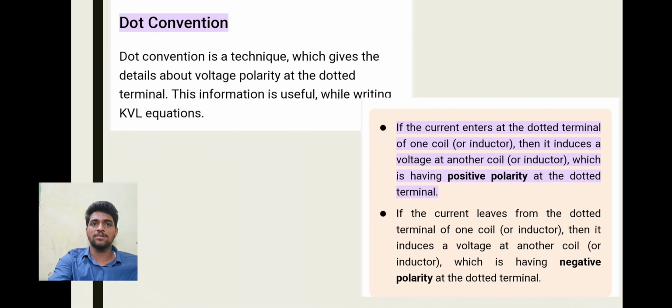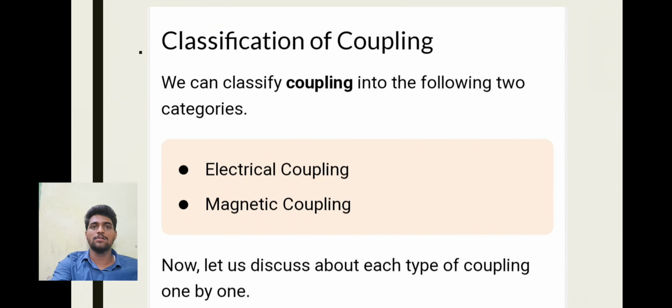Dot convention. Dot convention is a technique which gives the details about voltage polarity at the dotted terminal. This information is useful while writing KVL equations. If the current enters at the dotted terminal of one coil or inductor, then it induces a voltage at another coil or inductor which has positive polarity at the dotted terminal. If the current leaves from the dotted terminal of one coil or inductor, then it induces a voltage at another coil or inductor which has negative polarity at the dotted terminal.